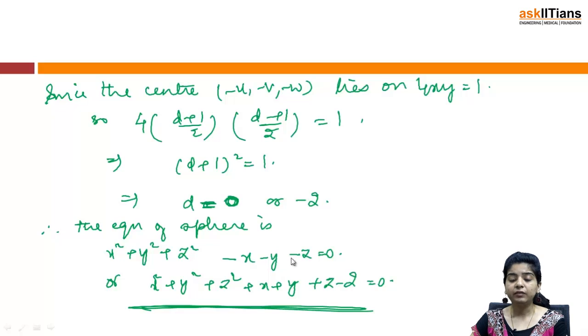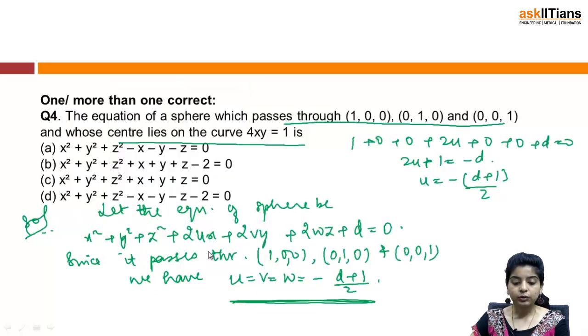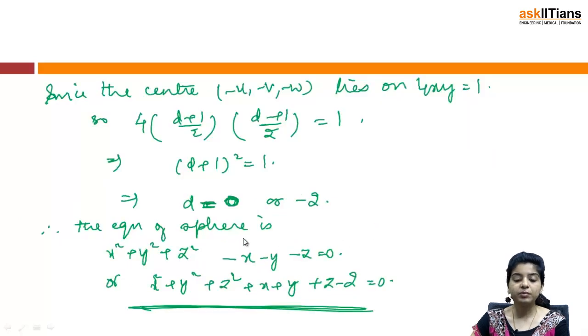So we get minus x minus y minus z, and since the equation contains 2ux, u equal to minus half becomes minus x. Similarly minus x minus y minus z, and then you will substitute d equal to minus 2 and you get this equation. So which are the correct options?